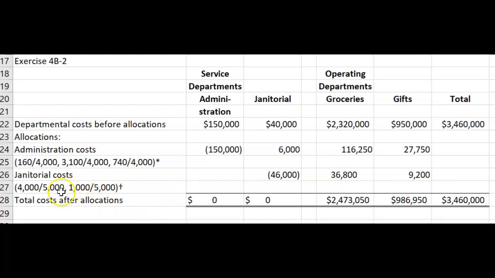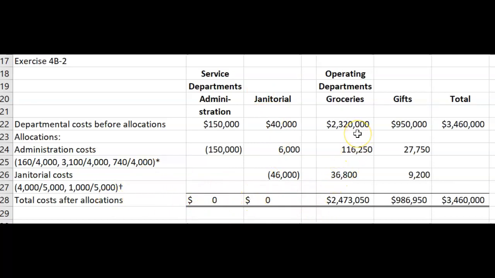So for the janitorial cost allocation of 46,000, you would take 4,000 divided by 5,000, the 4,000 plus the 1,000, times the 46,000, that would be 36,800. And the 1,000 divided by the 5,000 times 46,000 would be 9,200. So as you can see, both service departments' balances are zero, which means the costs were allocated.